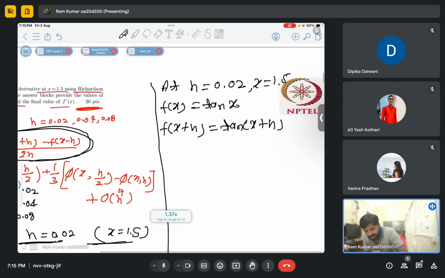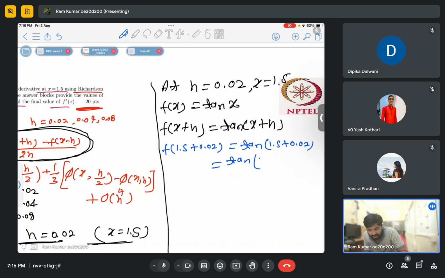So then f of x plus h equal to, let me put those values here. For x we are having 1.5 and h we are having 0.02, so it will be tan of 1.5 plus 0.02, which is tan of 1.52. Here 1.5 is in radians, so we have to calculate tan.